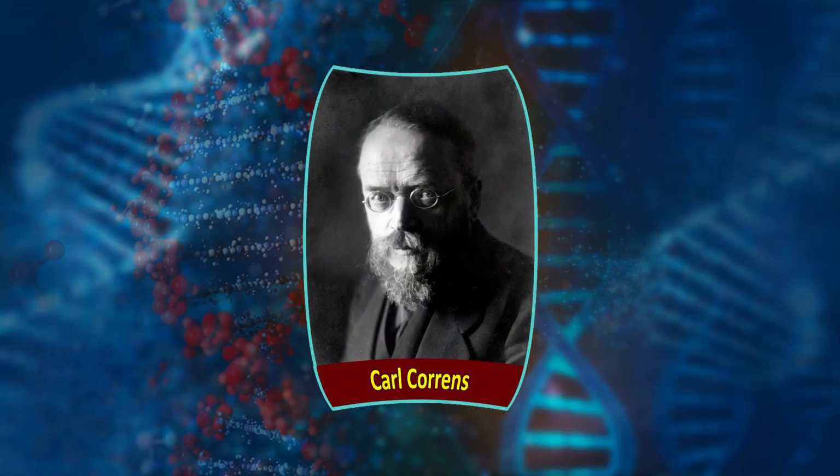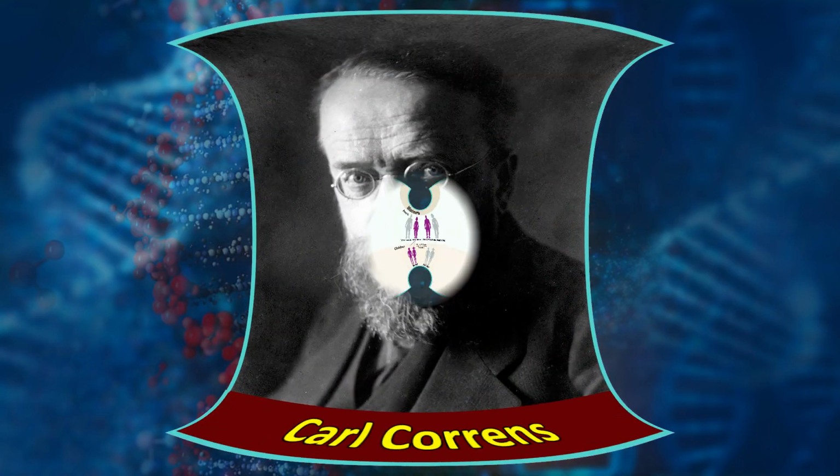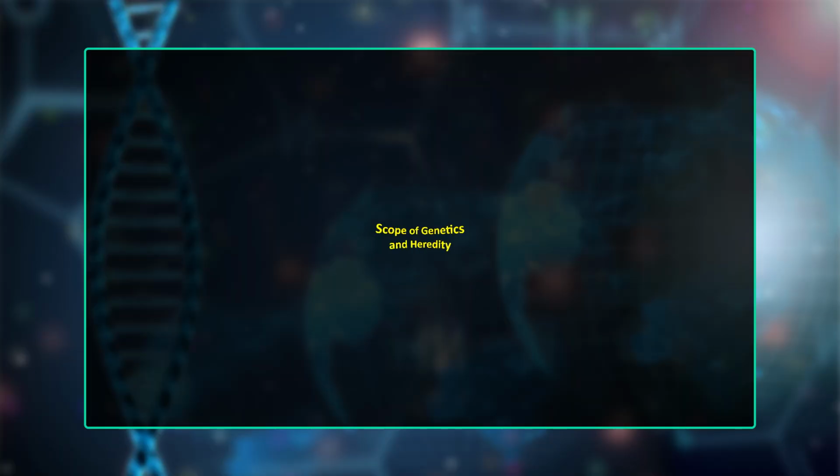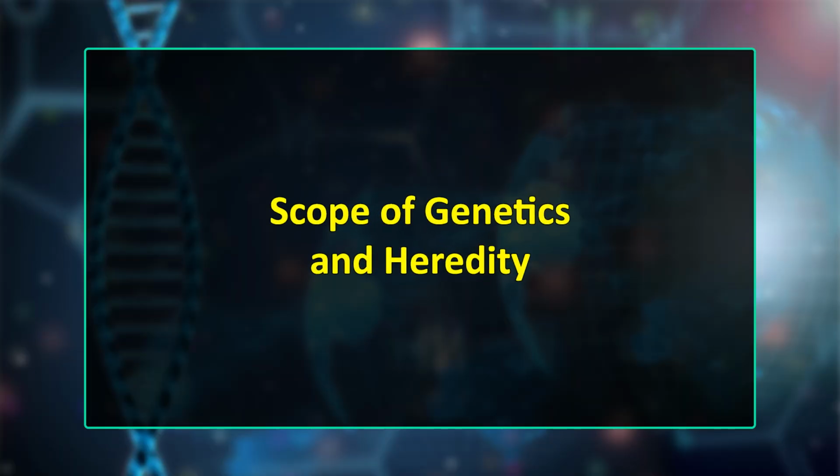It's a form of non-Mendelian inheritance discovered by Carl Correns. The mitochondrial diseases are also passed on to the offspring. This does not follow Mendel's laws. Dear students, let's now discuss the scope of genetics and heredity.